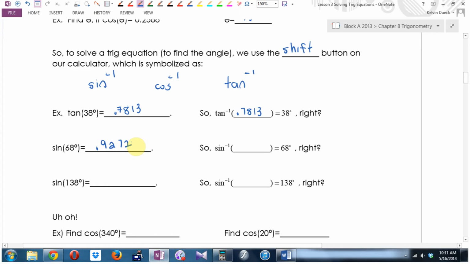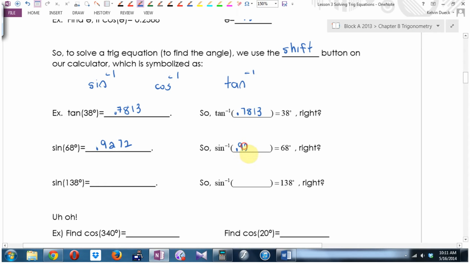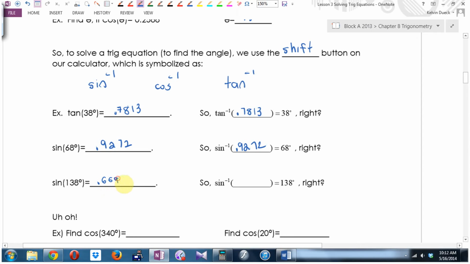What that means then is this. If I go shift or inverse sine of 0.9272, I should get back 68 degrees, which I do. So far, so good. And my physics students are going, big deal. Find the sine of 138 degrees. You get 0.6691. So that means if I go shift sine of 0.6691, I should get back 138 degrees.